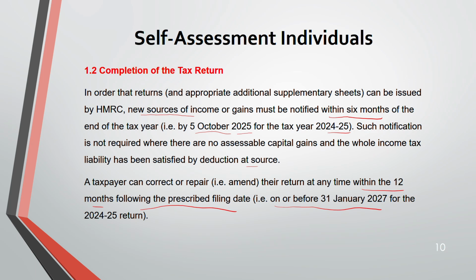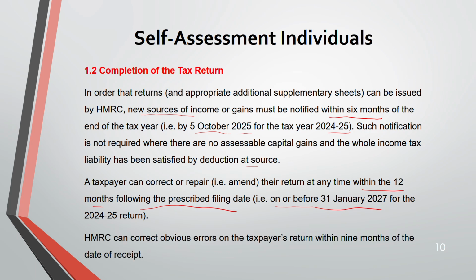These dates are very important, you have to remember. And HMRC can correct the obvious error on the taxpayer's return within 9 months of the date of receipt. For HMRC, it is 9 months of the date of receipt, and if it's you who is correcting, 12 months from the filing date.